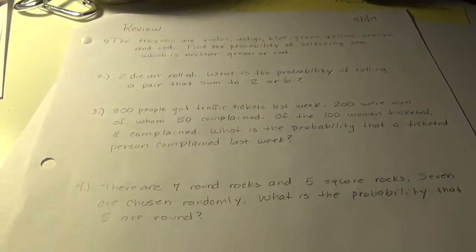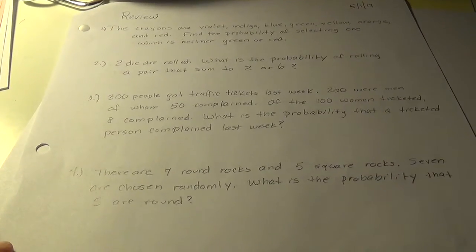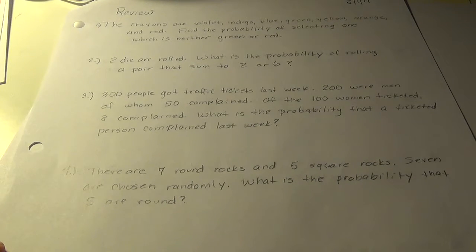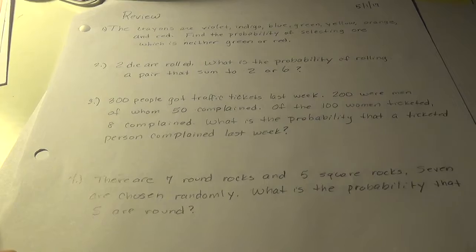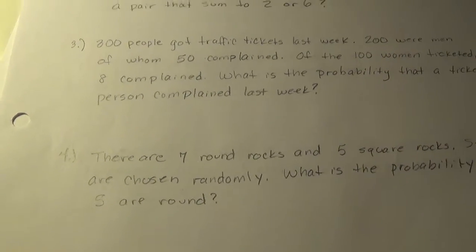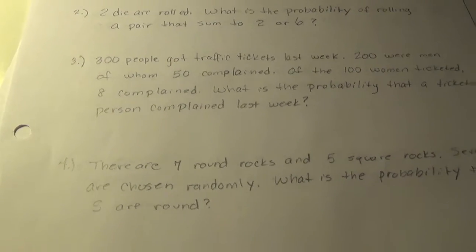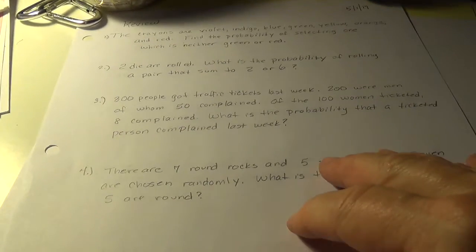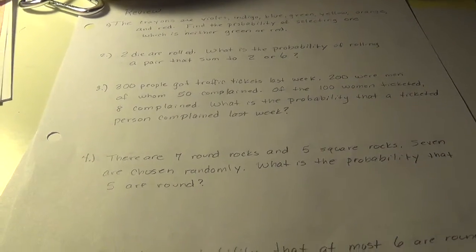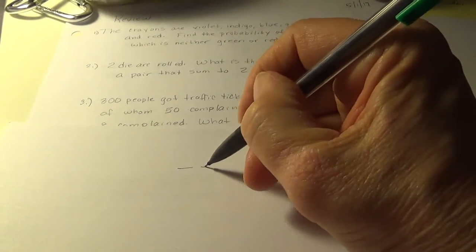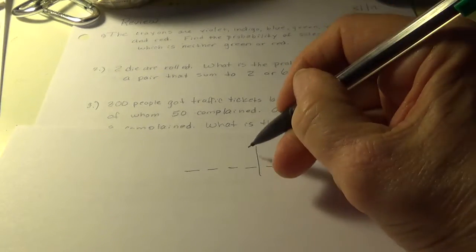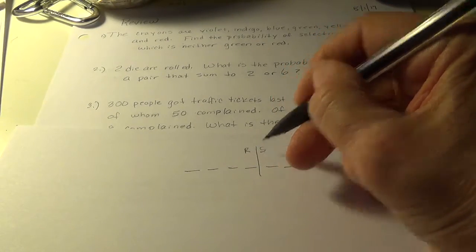There were 7 round rocks and 5 square. 7 are chosen randomly. What is the probability that 5 of those are round? So we set that out with 5 round out of the 7 we're going to choose. So we're going to pick some blanks here. 7 are chosen, 5 have to be round, and the other are square.